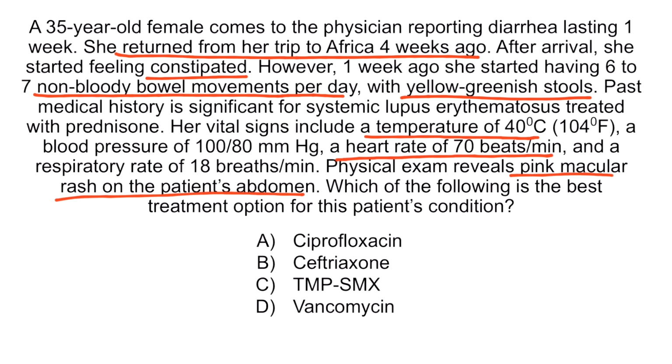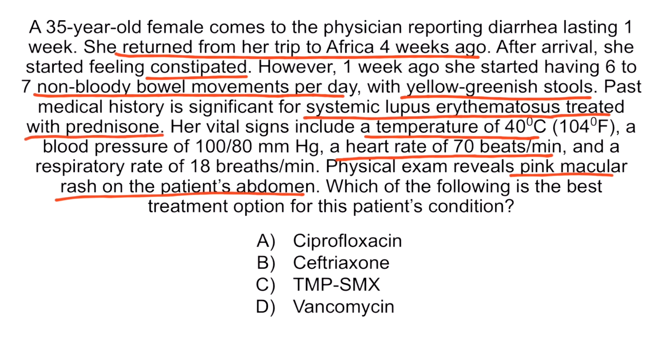However, we see both of these antibiotics as separate options. So how do we choose between them? So here's a super useful test-taking tip for you. When two options list two correct treatment options, always look for some contraindication to either of those medications in the question stem. In this case, the patient has systemic lupus erythematosus treated with prednisone.